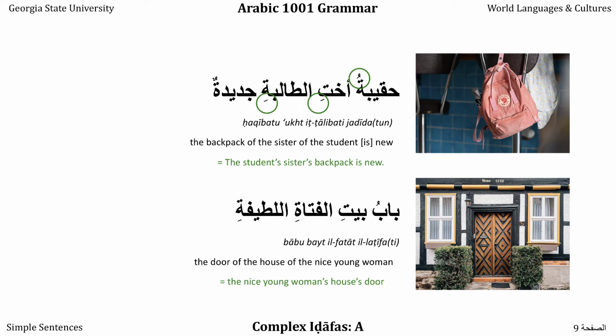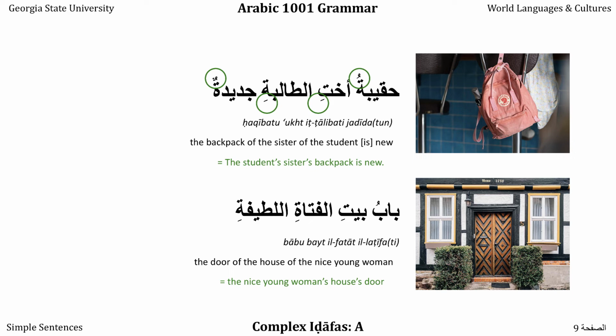At-talibati gets a single kasra because it is a non-first word, so it is in the majroor case, and it is definite because of alif lam, so it gets a single kasra instead of two. Jadida is the predicate of the sentence, so it is by default in the marfu' case, and because it is indefinite, it gets the tanween dhamma character. So haqibatu ukhti talibati jadidatun is how it would sound in fancy Arabic, and almost no one would actually say it that way unless they were deliberately trying to make a point.